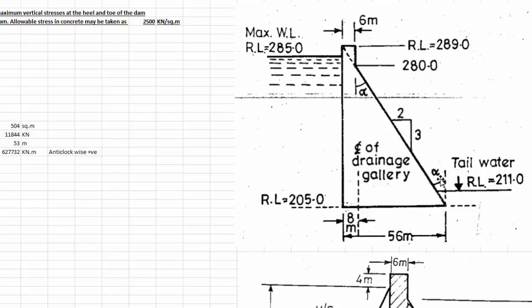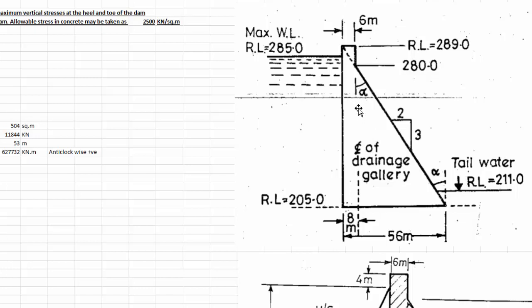If I have water here, this water is exerting pressure on the dam structure in this direction, and it will make the dam tilt in this direction, in anti-clockwise. So the water here is making the dam turn around in clockwise direction. The water on the downstream side is making the dam turn in the anti-clockwise direction.